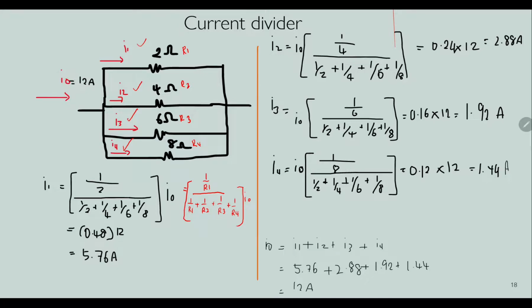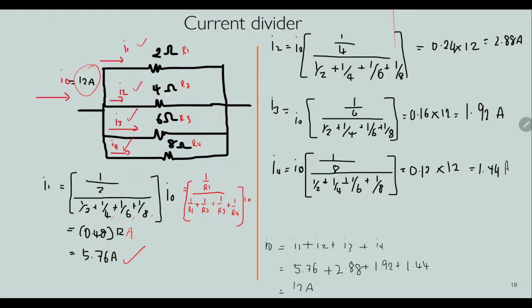So in this case, to calculate I1, 1 over 2 because R1 is 2 ohm, over 1 over R1 which is 1 over 2 ohm plus 1 over R2, R2 is 4 ohm, plus 1 over R3 which is 6 ohm, plus 1 over R4 which is 8 ohm. So you calculate them with the I node being 12 ampere, so times 12 ampere, you get I1 is 5.76 ampere.